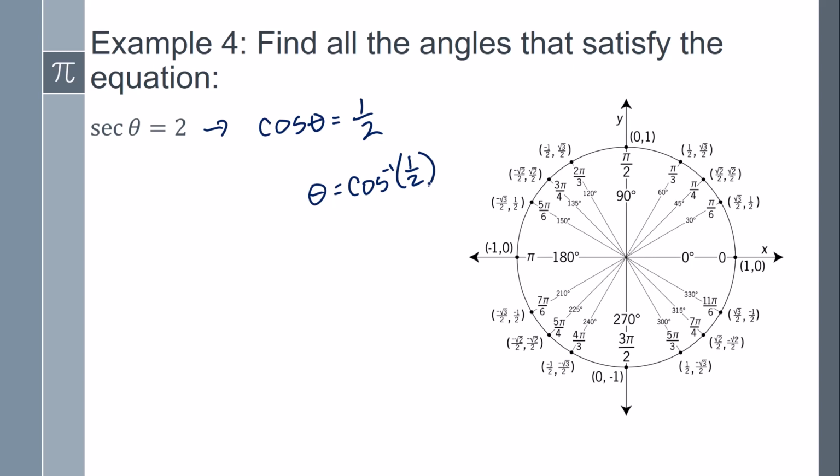So where's my cosine theta going to be 1/2? Cosine, my x is 1/2 here, and it's going to be 1/2 here. So that's going to be 60 degrees and 300 degrees.